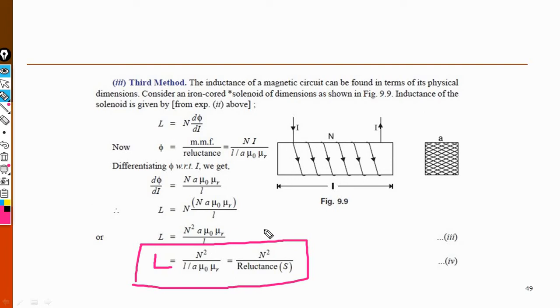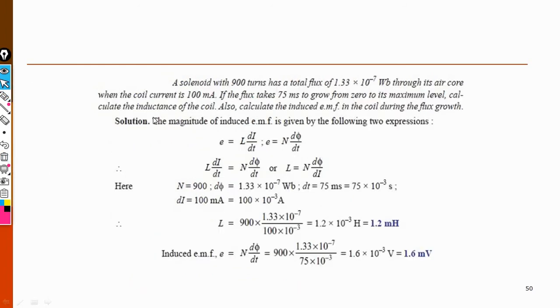Okay, now this is the exact definition of self-inductance and expressions of self-inductance. Okay, now these are the important points of self-inductance. Then the next problem is based on self-inductance. It is a very simple problem.